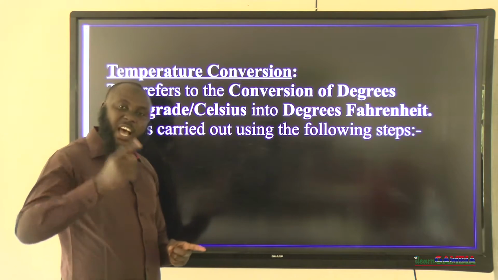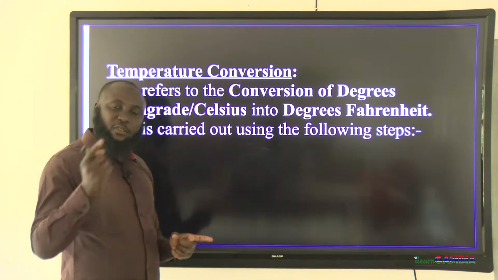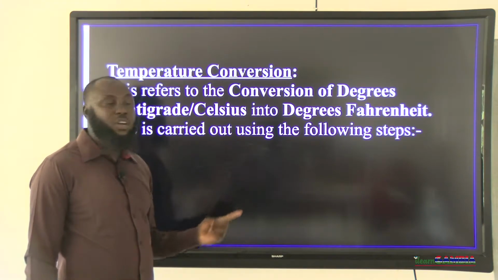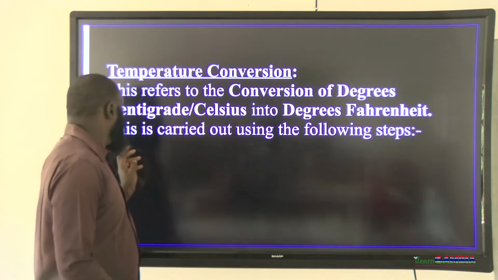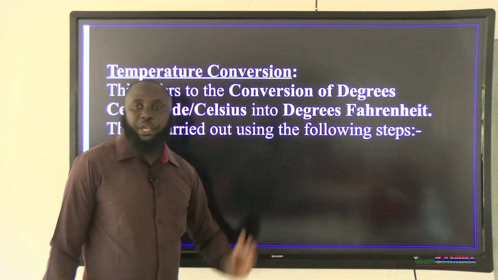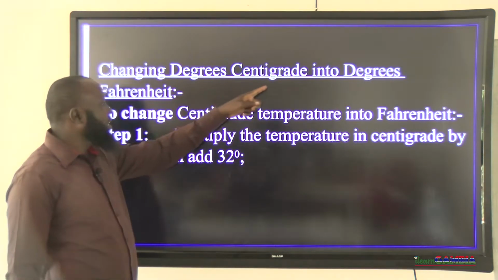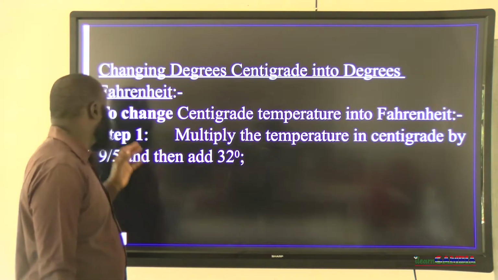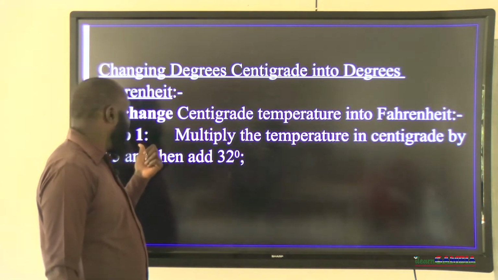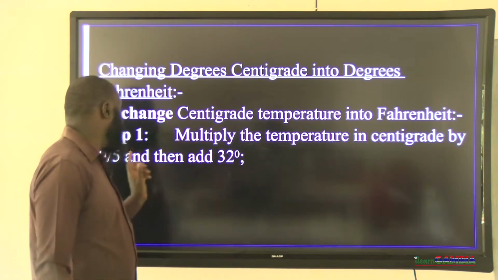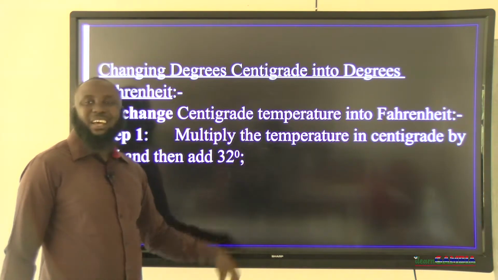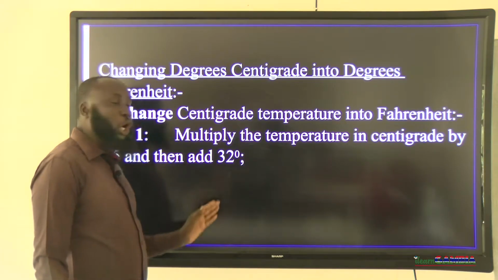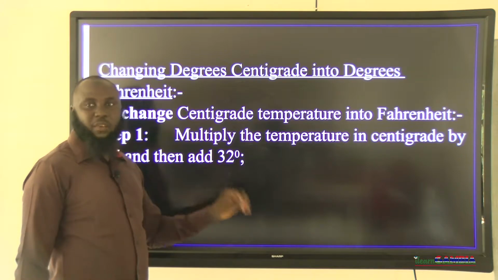Remember, we can convert degrees Celsius to Fahrenheit. Likewise, we can also convert degrees Fahrenheit to degrees centigrade or Celsius. Now, this is carried out by using the following steps. Changing degrees centigrade into degrees Fahrenheit. How do we change degrees centigrade to Fahrenheit? Step 1, multiply the temperature in centigrade by 9/5 and then add 32 to it. This is the formula. In short, we say x times 9/5 plus 32. The x is the number that is going to be given to you in the question.